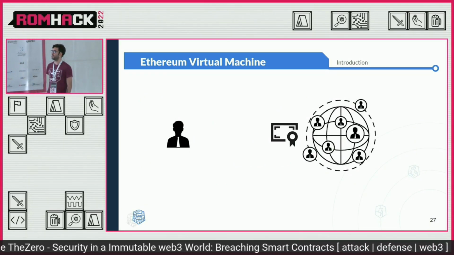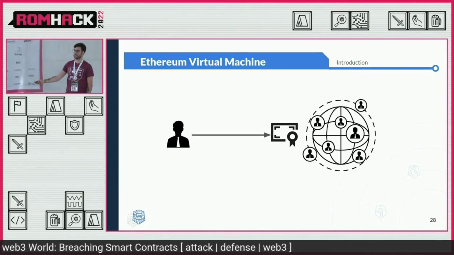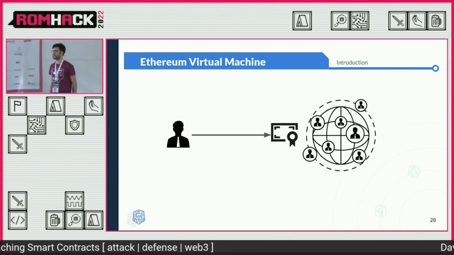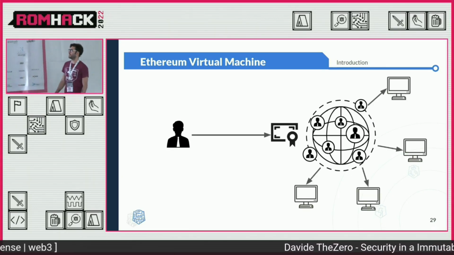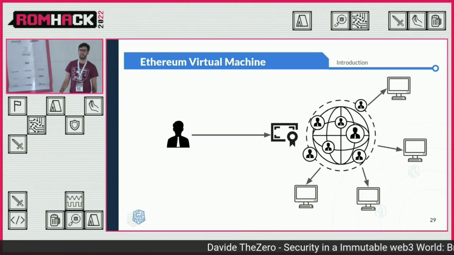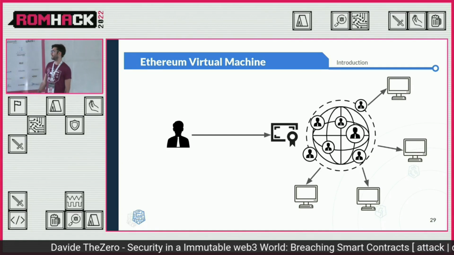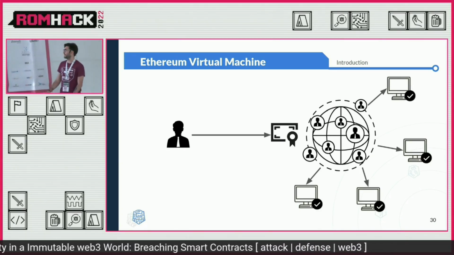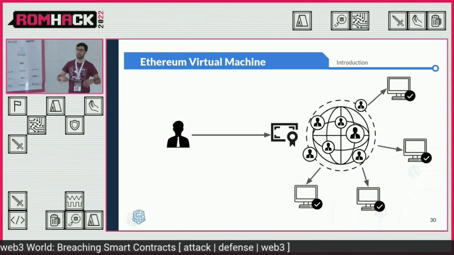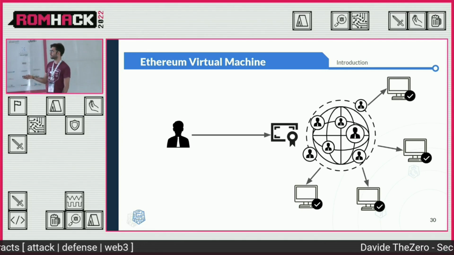This is Bob, and Bob wants to interact with a smart contract, so he broadcasts his execution request to the network, and then every node of the network gets the execution request, executes it, verifies that the execution is correct, and then updates the local blockchain after a miner validates the transaction.